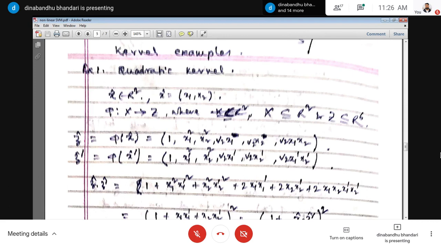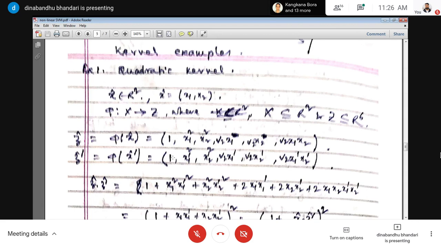Now you see x, this is in two dimensions, right? x dash is also in two dimensions. So we are mapping x dash from two dimensions to, here it is six dimensions, obviously, right? The constant is also another dimension. Now perform the dot product of z and z dash.